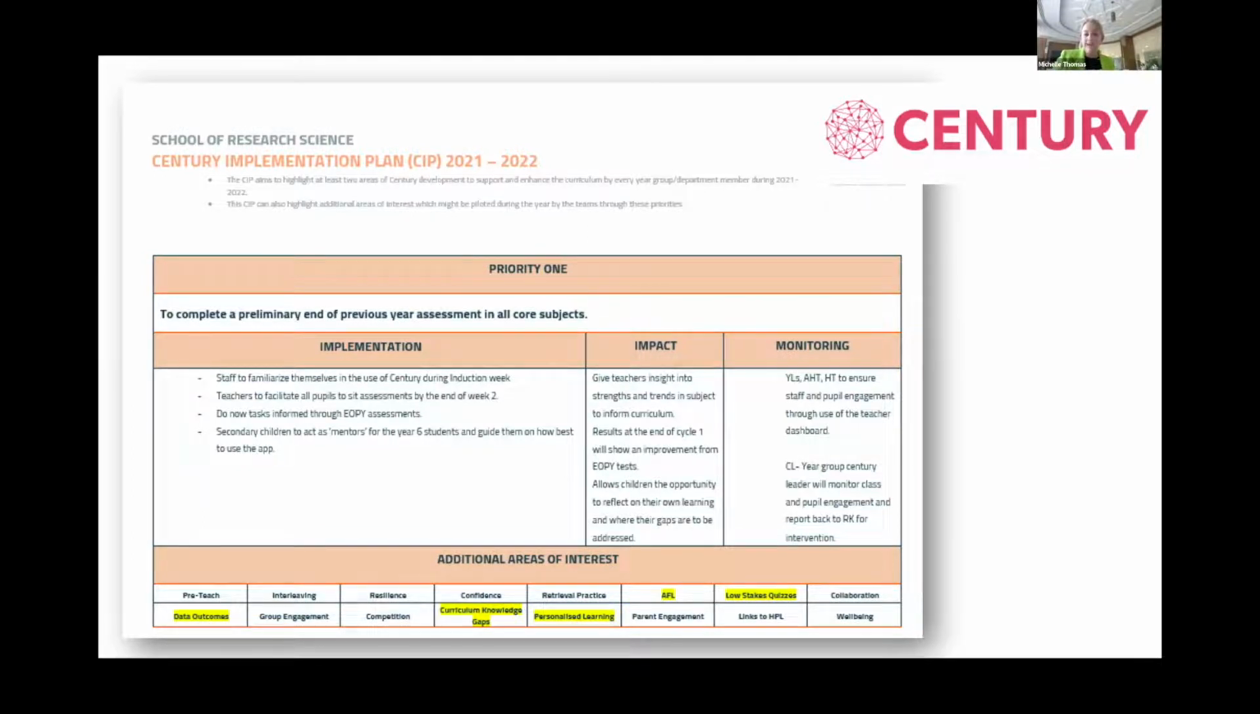And we've been really lucky. I think Honor might be on the call, hi Honor. So we're lucky to have our Century implementation specialist with us, who we meet regularly. And I think that's really important.